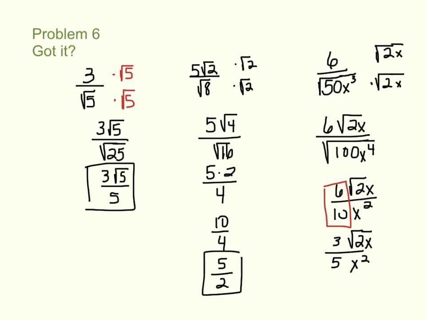Now someone might say, Mr. Humphreys, why can I not simplify this x and this x squared? Because this is inside the square root. This one's not. You can't simplify things inside and outside the square root.